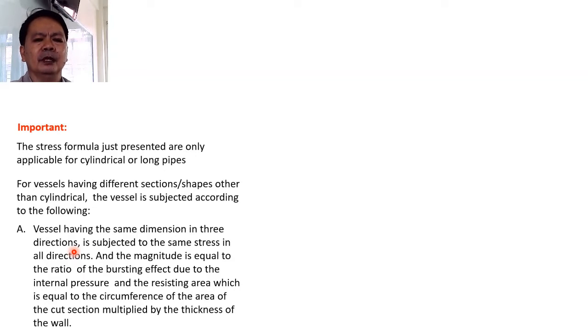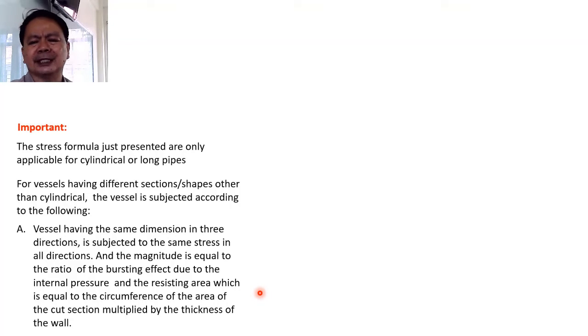Ibig sabihin nun, ang dimension ng vessel ay pare-pareho in the three directions. Okay, then the magnitude of the stress is the same in all directions. And the magnitude is equal to the ratio of the bursting effect due to the internal pressure and the resisting area, which is equal to the circumference of the area of the cut section multiplied by the thickness of the wall.